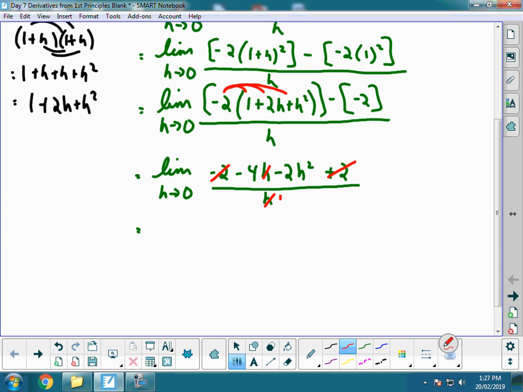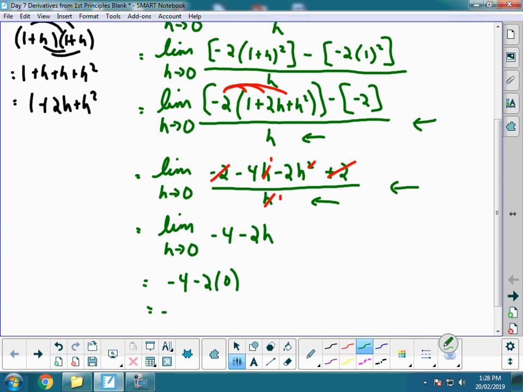That becomes a 1. This becomes a 1. And h squared divided by h just becomes h. And so that's going to leave me with the limit as h approaches 0 of negative 4 minus 2h. Now I can actually take the limit, evaluate the limit. I couldn't do it at any of the steps before because I was always dividing by h, and I can't sub in h equals 0 in those cases. But now that I've been able to cancel the h's out, I can actually take the limit, which means I say I'm actually at 0. And I get a slope of negative 4.